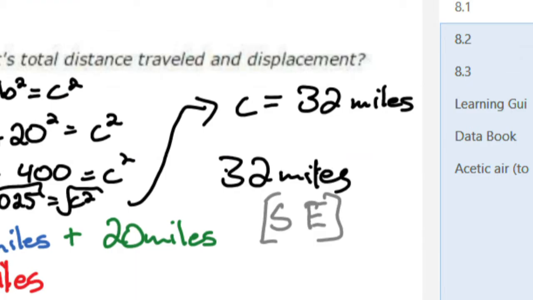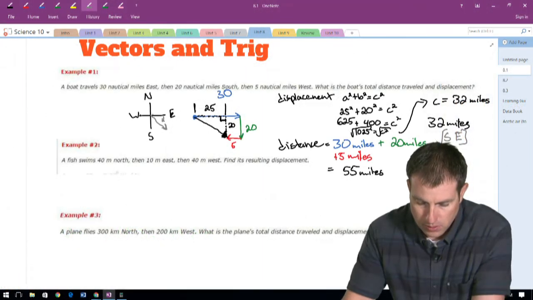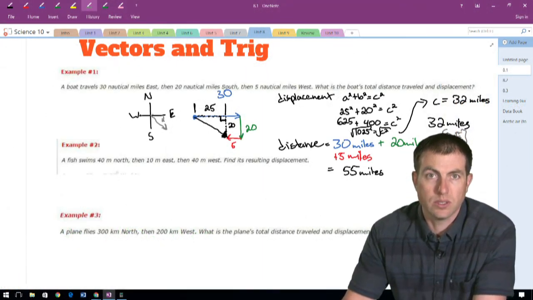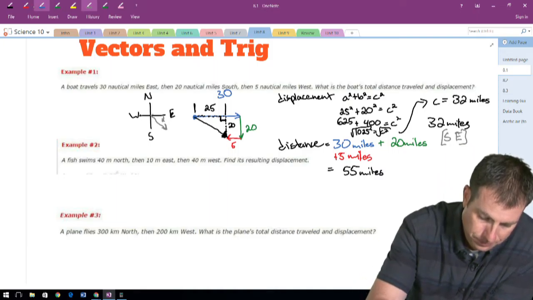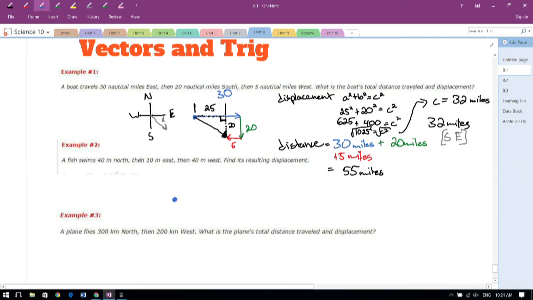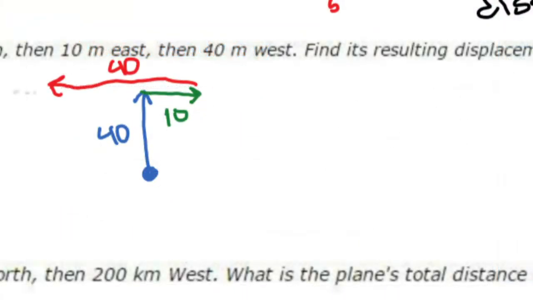Looks good. A fish swims 40 meters north and 10 meters east and 40 meters west. Find the resulting displacement. So similar type of question. I'm going to start with 40 north. And then I have 10 east. And then I have 40 meters west. And I'm asked to find the displacement, how far I am away from where I started.